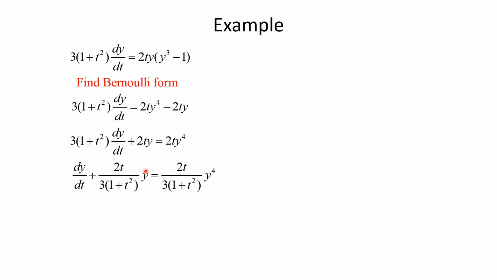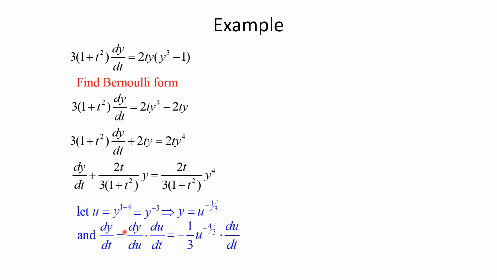On the right-hand side, we have an n value of 4. So that means we're going to let u equal y to the 1 minus 4, or y to the negative 3 power. Again, this isn't very useful to us at the moment because we don't have any u's in our problem, and we don't see y to the negative 3 anywhere in our problem. So we're going to solve this substitution for y. If u equals y to the negative 3, that means y has to be u to the negative 1/3. And if y is u to the negative 1/3, we can take the derivative. So dy/dt will be negative 1/3 u to the negative 4/3 times du/dt.